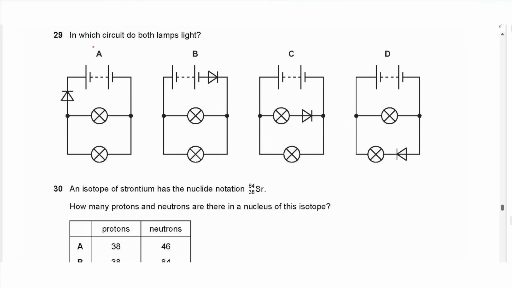Question 29 says, in which circuit do both lamps light? So for choice A, the diode is connected in reverse to the battery before the branching of the lamps, so none of the lamps will work. Same in B, the diode is also connected in reverse. In C, current can flow through the lower lamp, but checking the other lamp, the current would be going in the same direction as the diode, so this is working. And D, the diode is actually pointing in the opposite direction to the current, so the lower lamp will not work, so it's not D. The answer is C.